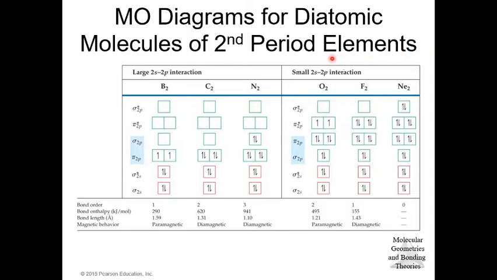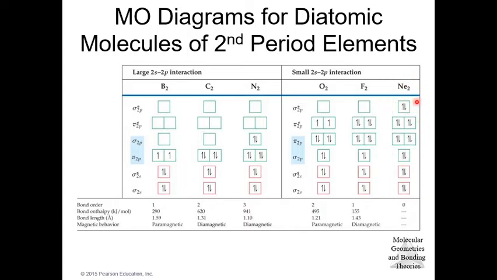Now here's the right side of the p block, oxygen, fluorine, and neon. You'll see here for neon, all my boxes are filled, all my bonding and all my anti-bonding are filled. When that happens, the anti-bonding and the bonding cancel out. You have a bond order of 0. You have no molecule. The diatomic molecule for neon does not exist. That's why we don't have any data on the bond strength or the bond length or magnetic behavior. This is not a thing that happens.